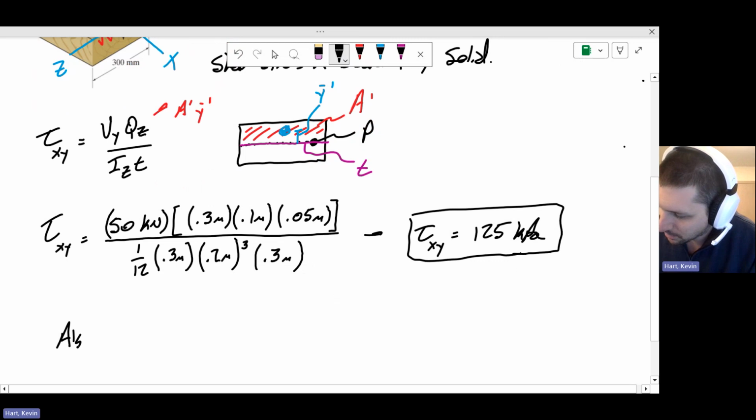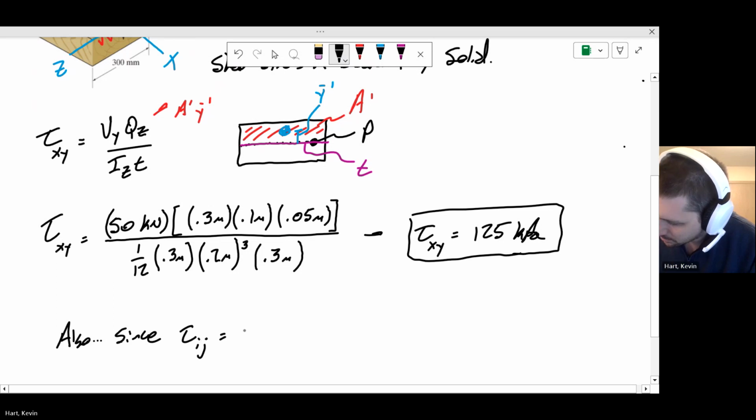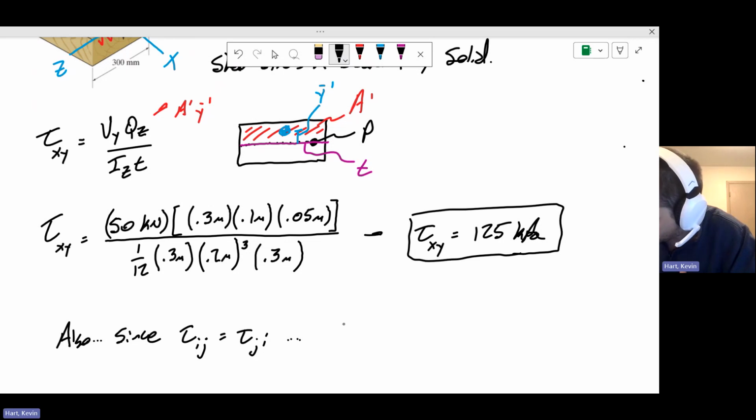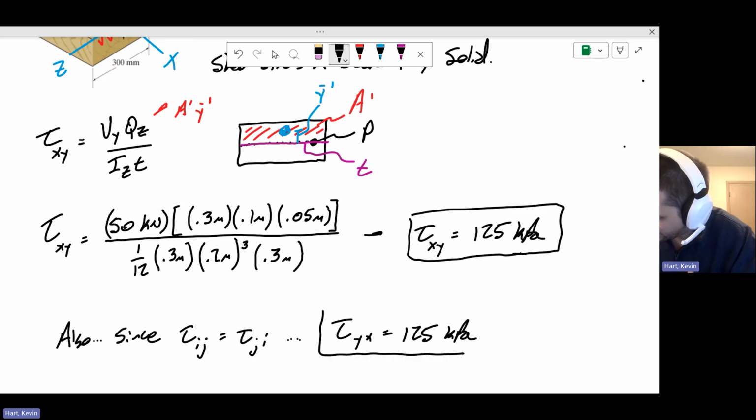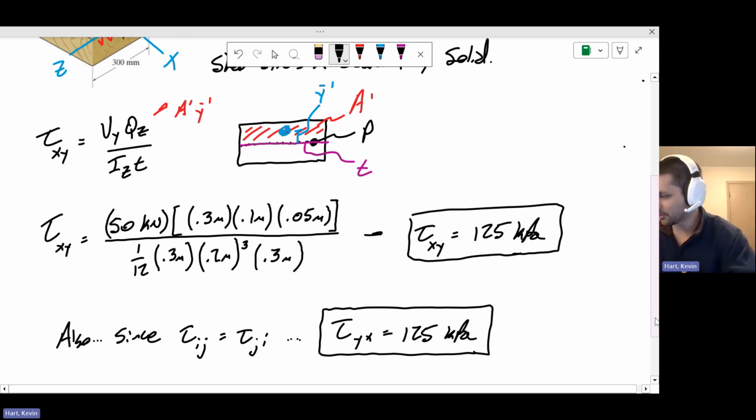So also, since we know this to be true, that tau yx is also 125 kPa. Now think about what this is. Tau yx. It's the shear stress acting on the y face in the x direction.